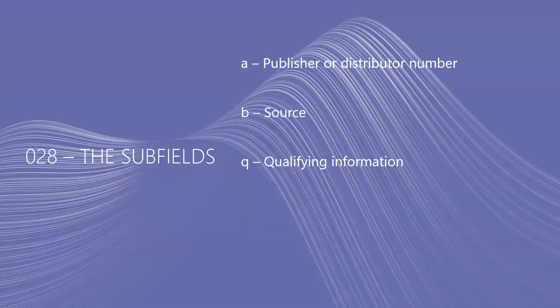Subfields for the 028. Subfield A is the publisher or distributor number. We just kind of went over that. We know it's the number assigned by the publisher or the distributor if we can figure that out. B is the source. Use the publisher's name if cataloging a score, an audio recording, or a video recording. And Q is qualifying information again. So it's intended for qualifying information such as where the info was found on the item or if there are any parts.